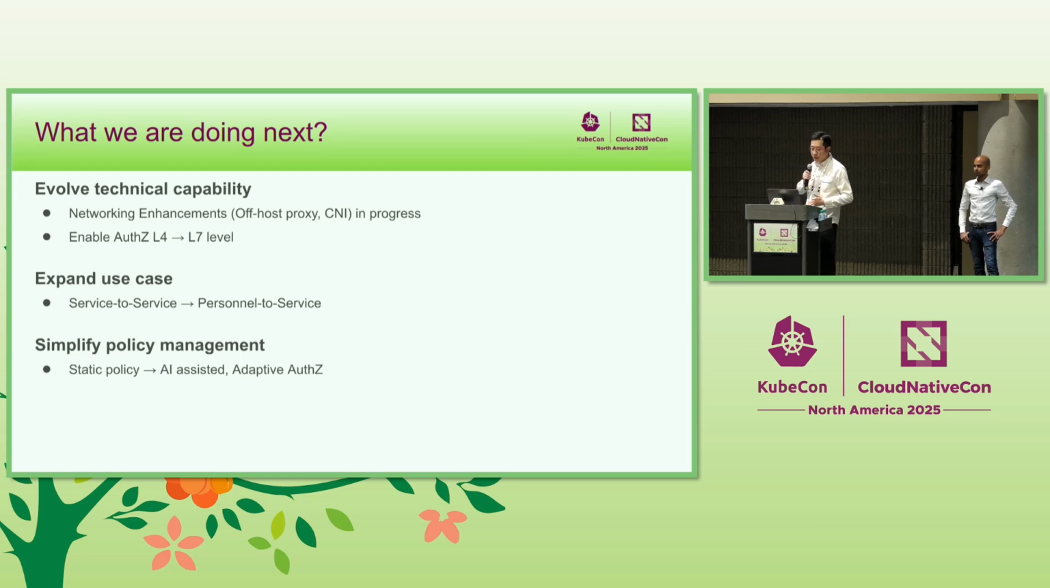Last, we are still looking into solutions to simplify our policy management. As you can see, currently most of these policies are static, authored and managed manually by the end users. We want to leverage AI and some other tools to provide more adaptive authorization so we can reduce the management burden and friction from our service owners.